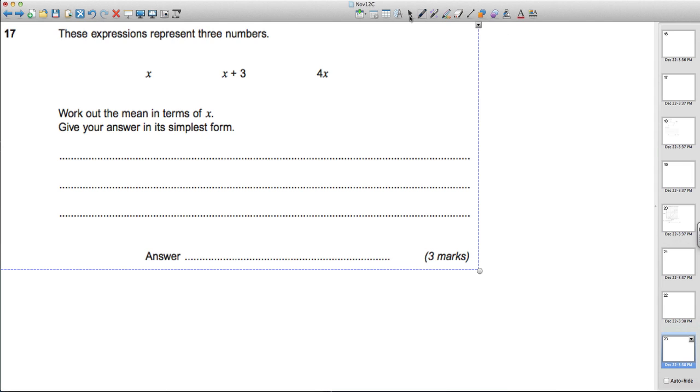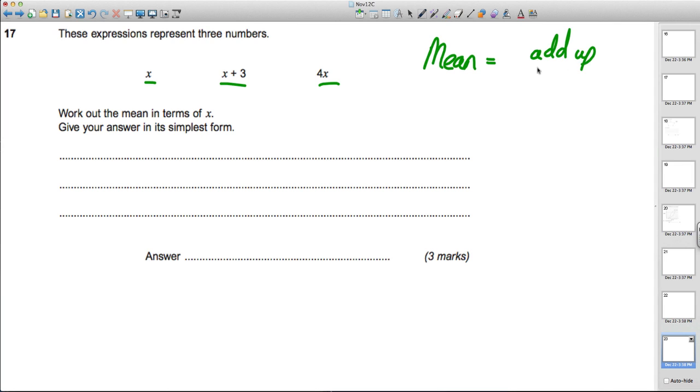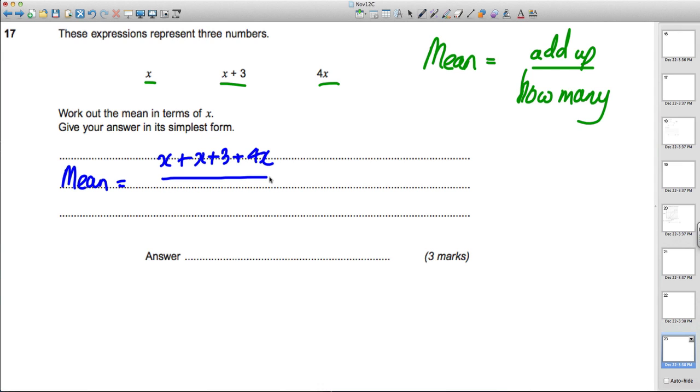Next question. These expressions, x plus 3 and 4x, represent three numbers. Work out the mean. Now, if I gave you three numbers, the mean, you add the numbers up and you divide by how many? Okay, so we're going to do the same here. I don't care if it's algebra. So the mean must be equal to x plus 3 plus 4x, all divided by 1, 2, 3 numbers, 3.